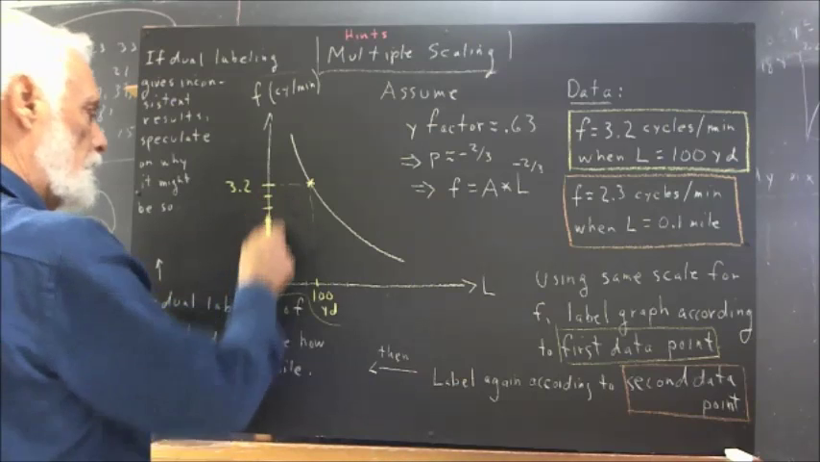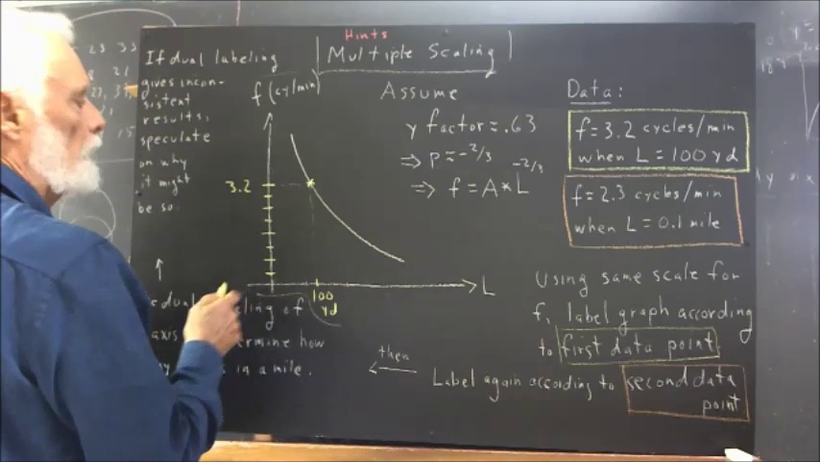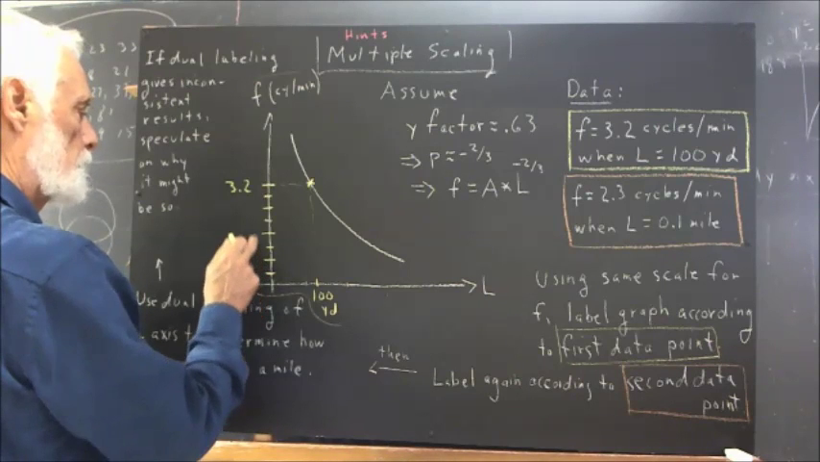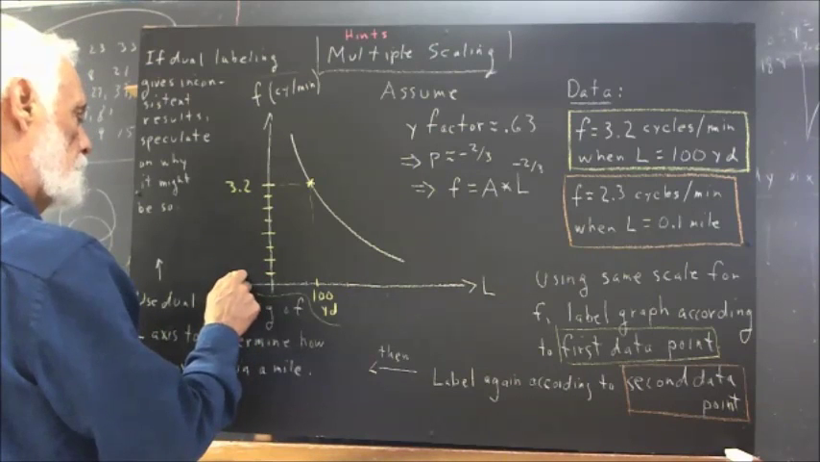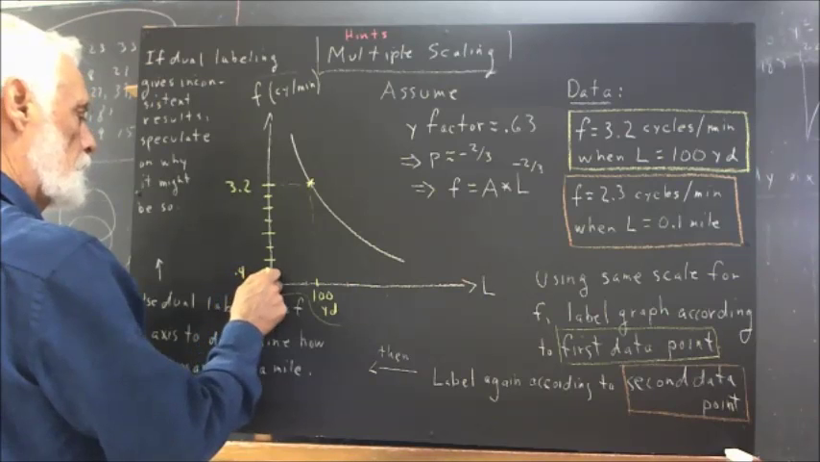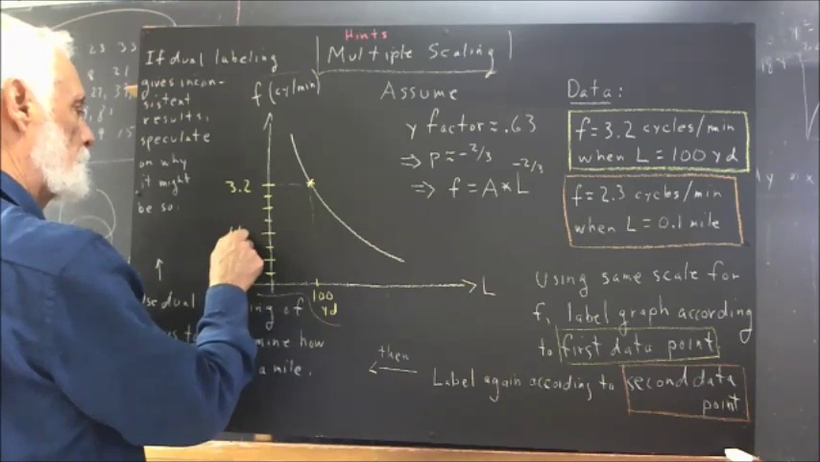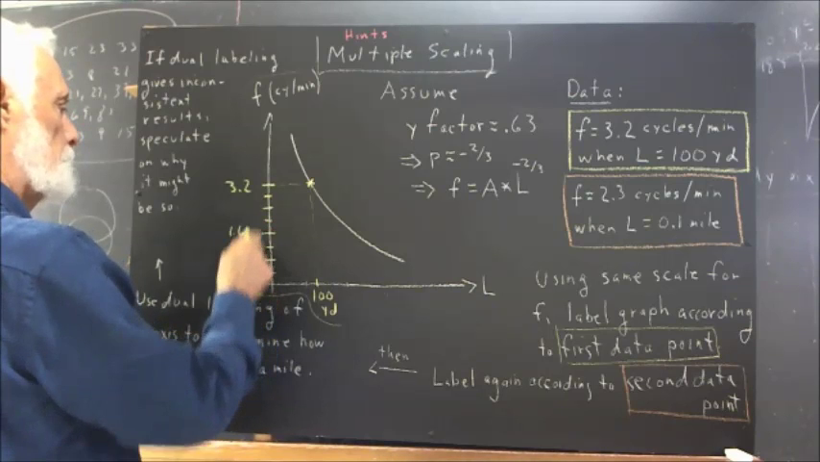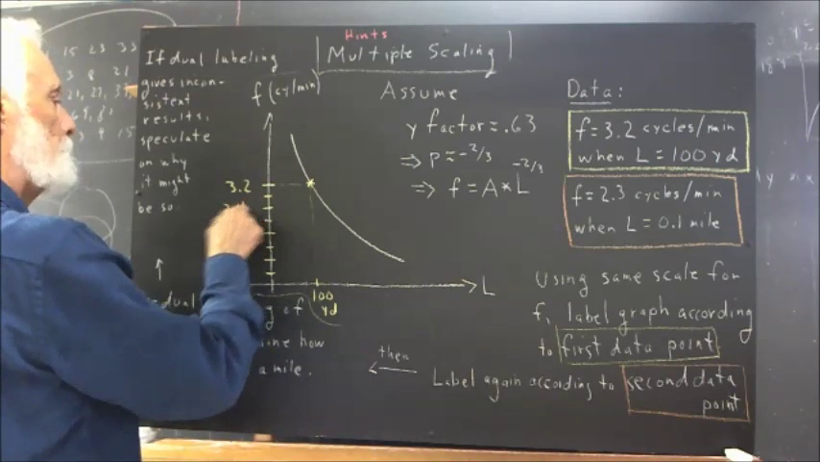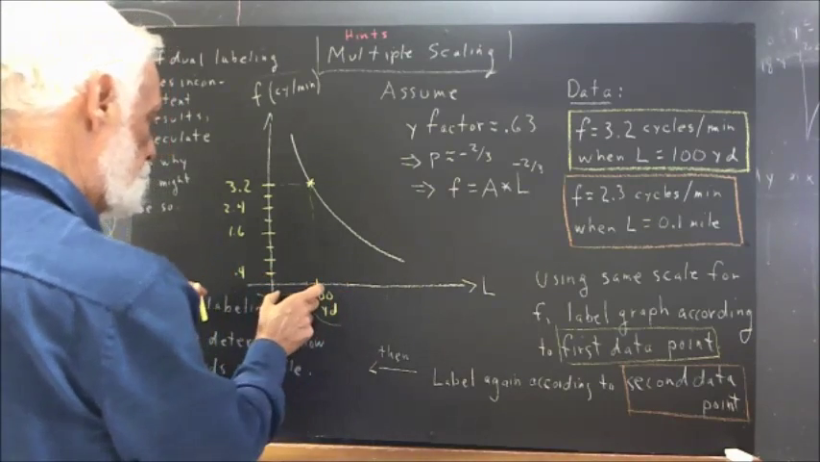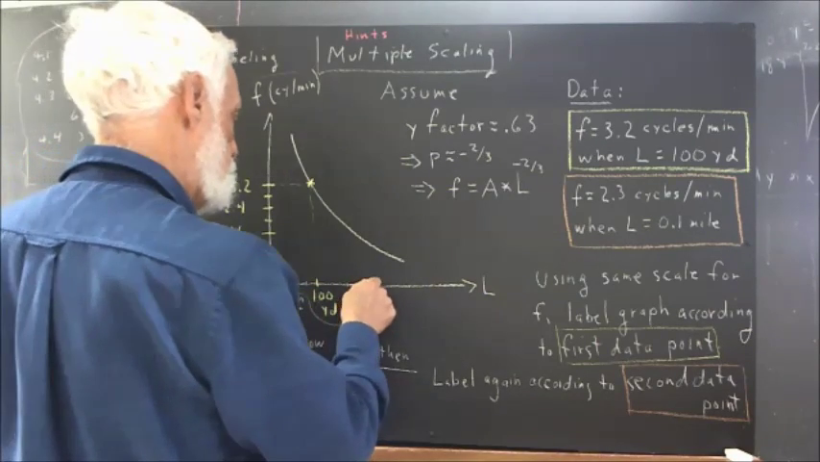Okay, I've divided now 3.2 into 8 parts. Each part would then be 0.4. So we have 0.4, 0.8, 1.2, 1.6, and up here would be 2.4, and so forth. And our 100 yards, yeah, let's go ahead and scale that. There's going to be 200 yards.